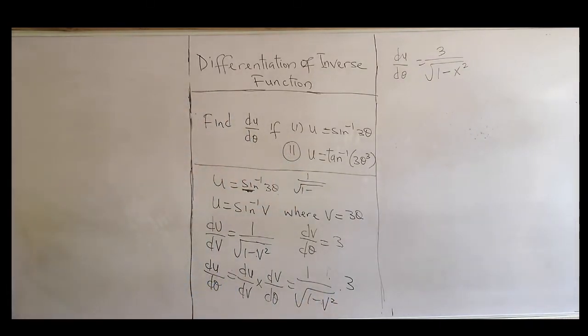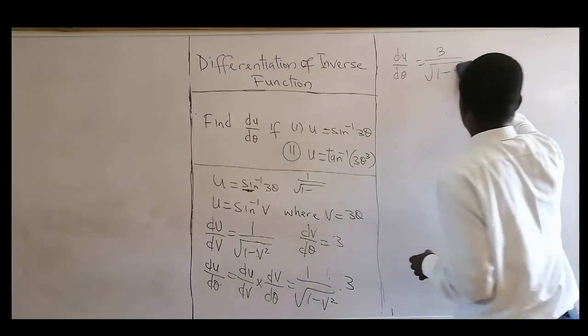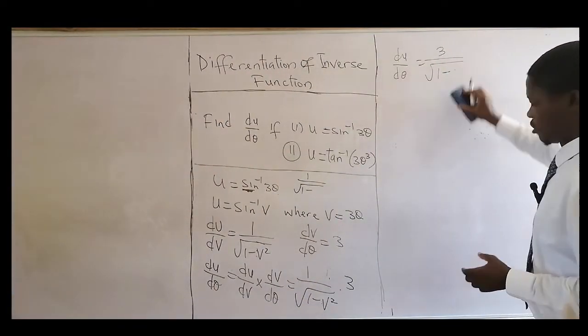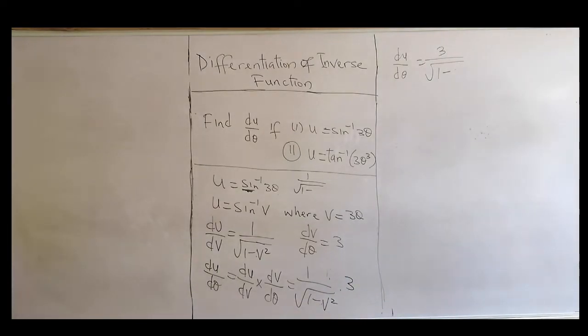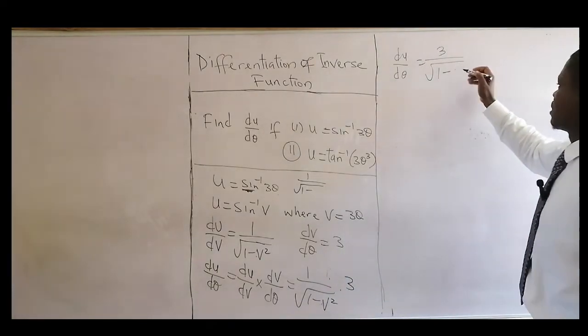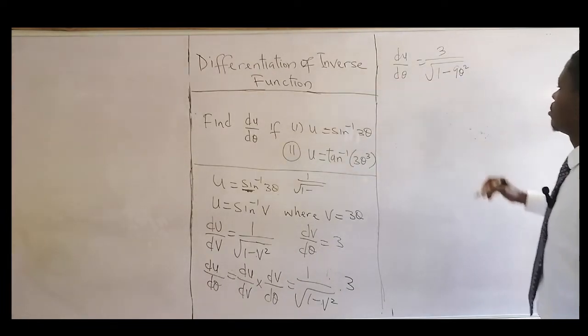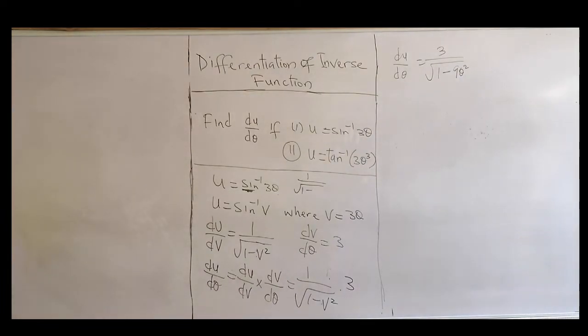So finally, we need to substitute back. We need to substitute v. Our v is 3 theta. So if you square that, that will be 9 theta squared. So that is the answer for that.